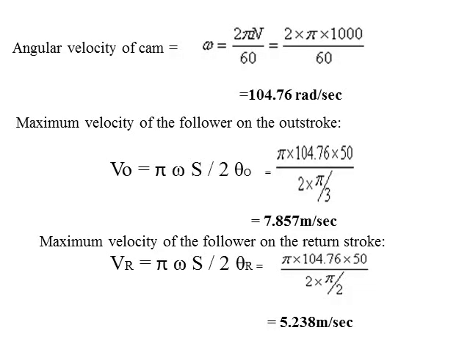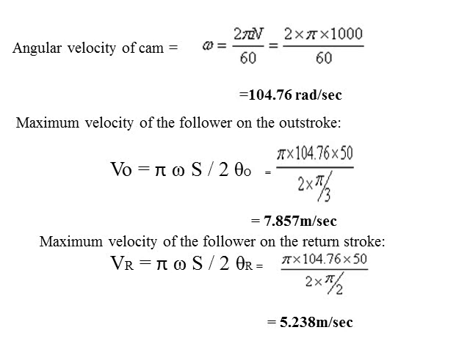Next, we need to measure the maximum velocity of the follower during outstroke and return stroke. To do that, we need to find the angular velocity of the cam, given by the formula omega = 2 pi n by 60, and the value of n is clearly given. It is 1000 rpm. So we substitute those values and we will be getting omega.